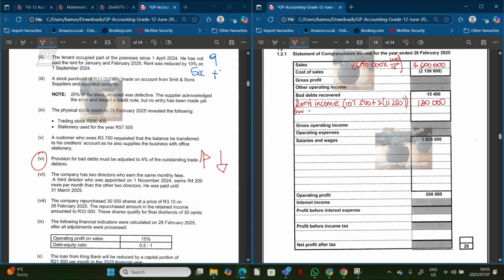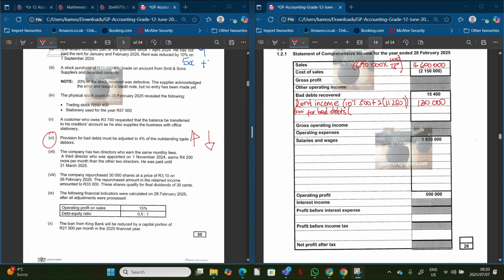So I'm just going to say prov for bad debts because we're going to need to make a calculation too for bad debts, right? So let's go through with it and see how we're gonna do it. Let's calculate the provision for bad debts now and see how it was adjusted. But before we adjust it, be careful because they're saying that we should what? The provision for bad debts must be adjusted to 4% of the outstanding trade debtors, right?